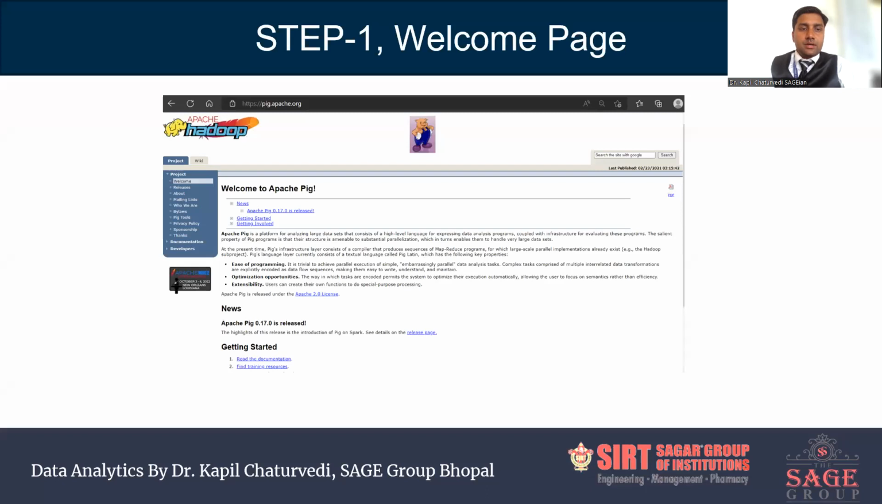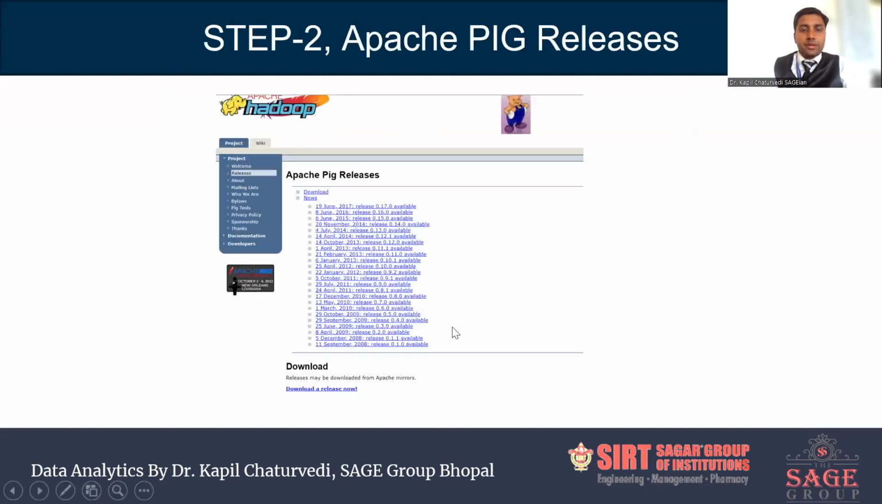We follow these following steps. Let me remind. First of all, we go on the PIG Apache's official homepage, and we go on the release page. Then we click on that, and we get multiple versions of that. We go on the download a release now.